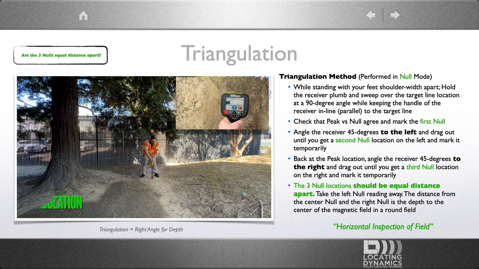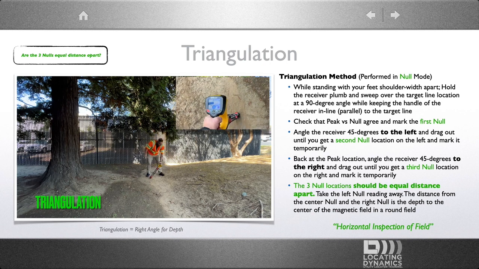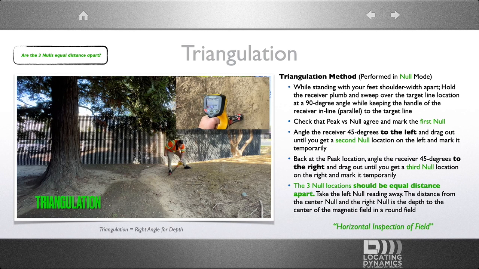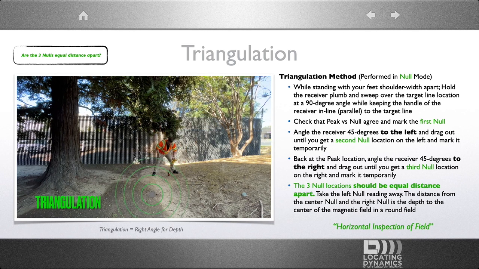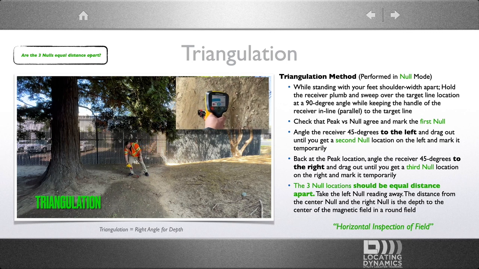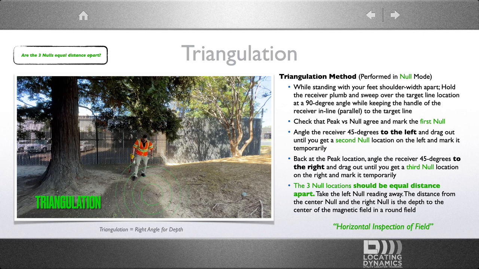Triangulation method is performed in null mode. While standing with your feet shoulder width apart, hold the receiver plumb and sweep over the target line location at a 90-degree angle while keeping the handle of the receiver in line with the target line. Check that peak and null agree and mark the null location temporarily. Angle the receiver 45 degrees to the left and drag it out until you get another null location on the left and mark that temporarily.